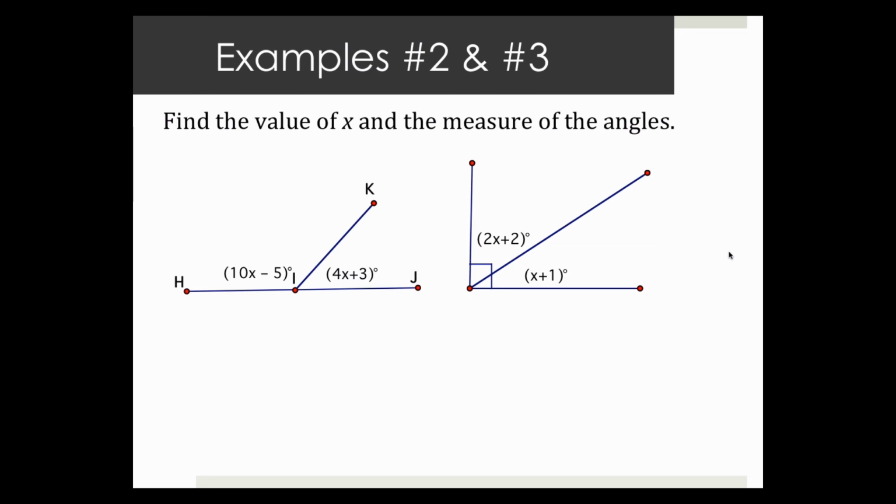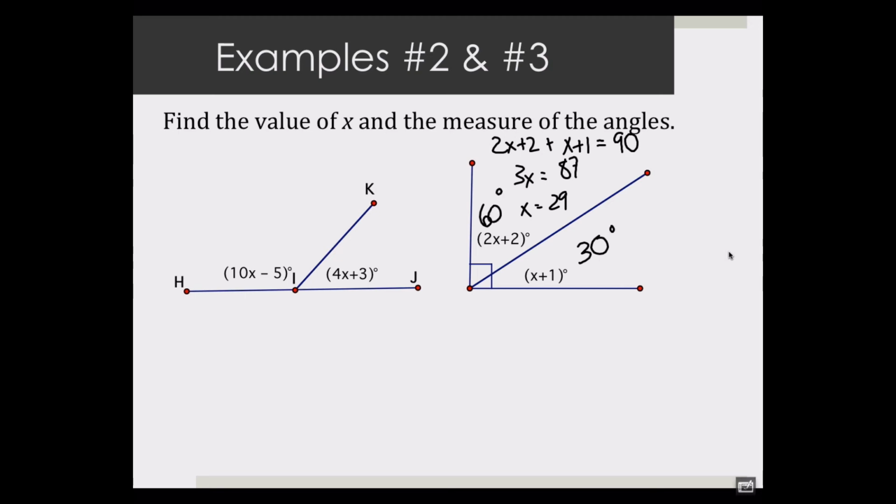Deb, what are you doing with those angles? Combining them, and setting them equal to? 90. Attaboy. Did you figure out what x is yet? So 2x plus 2 plus x plus. Is my math right? Awesome. So that would be 30, and 2 times 29 plus 2 would be 60.